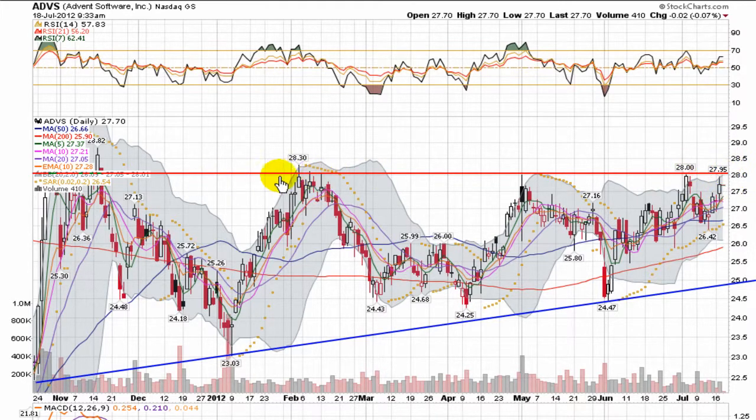And understand that targets are not an exact science. They just provide a general gauge of what you're looking for from the pattern. In the case of ADVS, the height of the triangle is about $5.50 from $28. Take it all the way down to $22.50. So again, basic calculation. I won't be able to draw this exactly because there's just not enough room. It would put a price target based on the pattern of around $33.